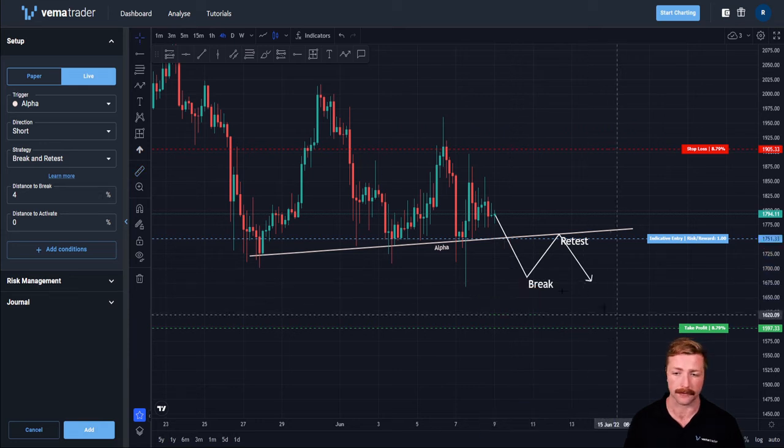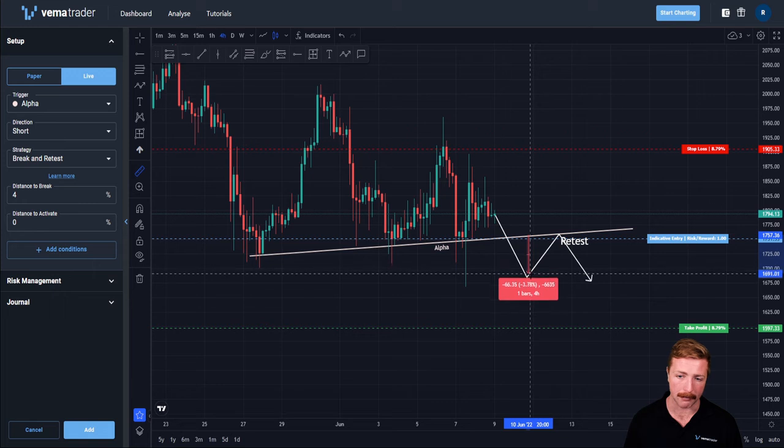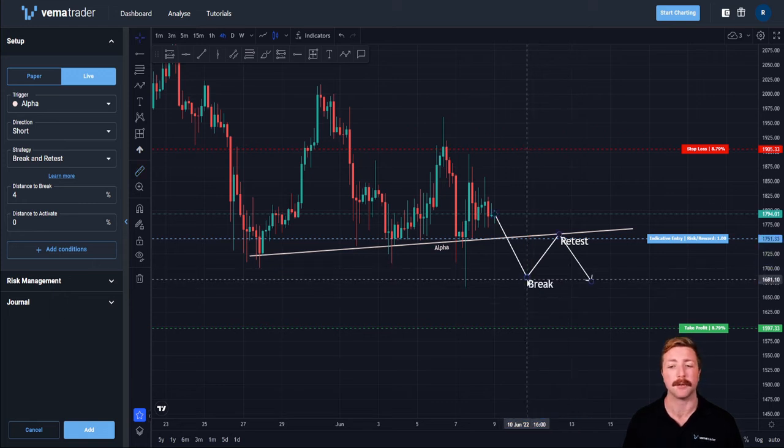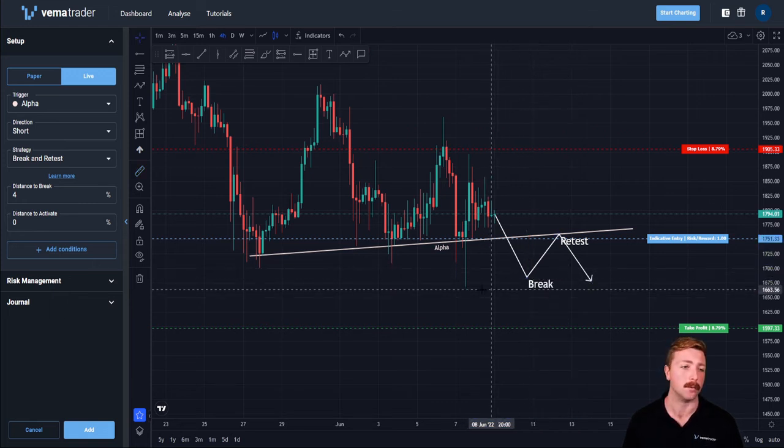So we currently have that set to 4, and you can see the visualize tool is mapping 4% from alpha at that point in time. There needs to be a close below that before the distance to break would be satisfied. If I change that, you'll see the visualize tool also moves to match. So let's leave that as 4%.